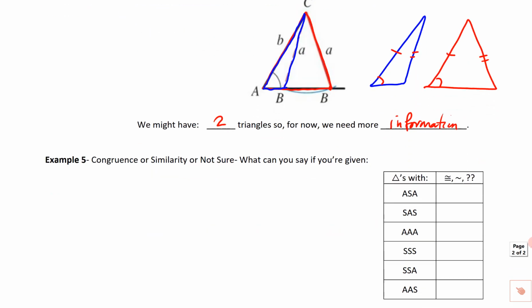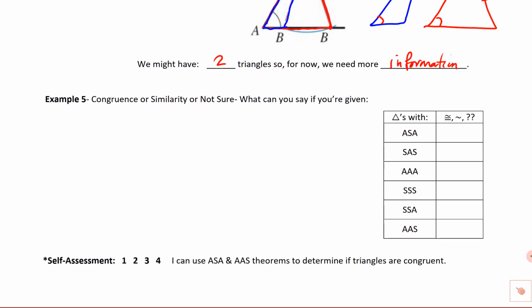Okay, let's come down here, and the last thing I want to take a look at is congruence and similarity or not sure. What can you say if you are given each one of these? So you've got to make sure that we've got this straight. So if we have angle side angle, was that one of the 4 that we talked about? It was, so we can show congruence right there. What if it was side angle side? We can also show congruence. That was one of the 4 that we studied in this unit.